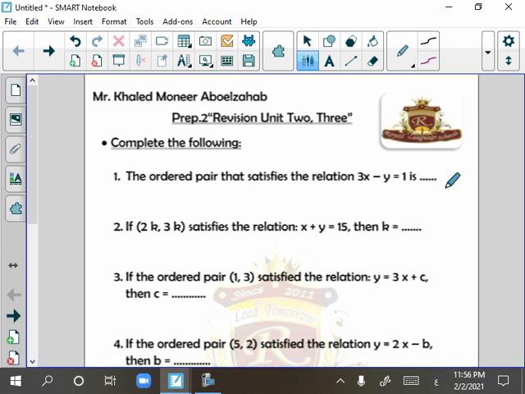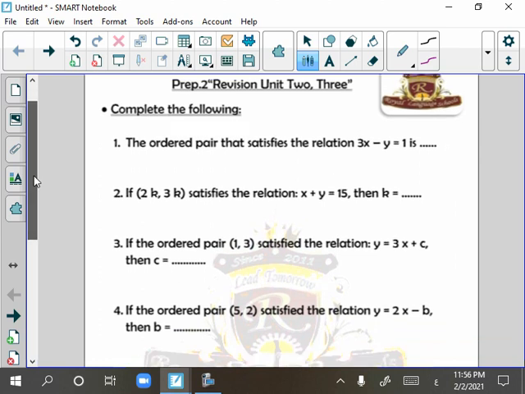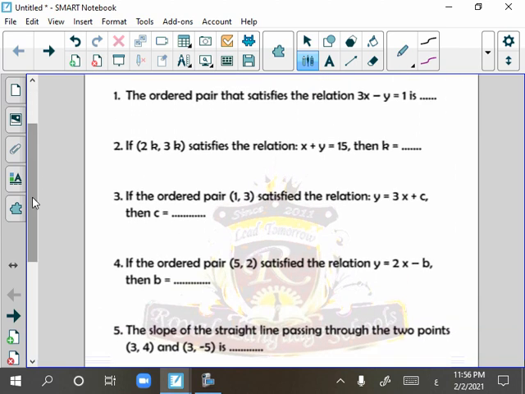The first question with us, complete the following. Number 1, the ordered pairs that satisfy the relation 3x minus y equal 1. How can we find the ordered pairs that satisfy that relation? Okay, firstly we will draw a table with x and y.